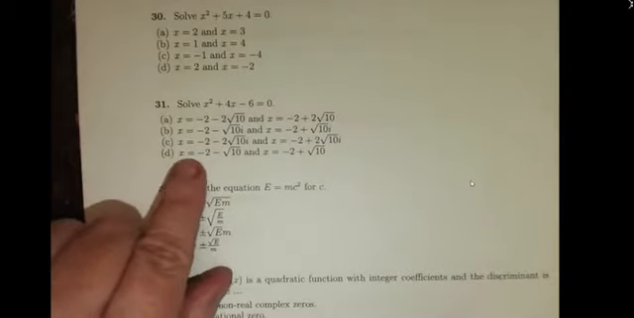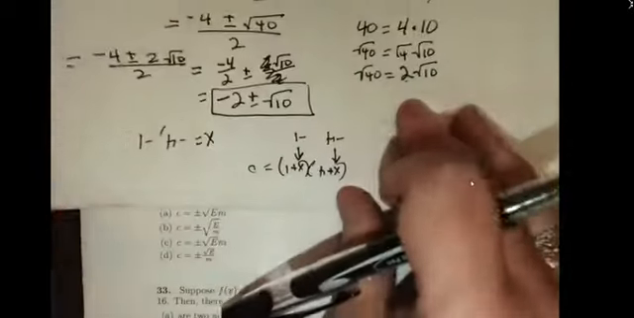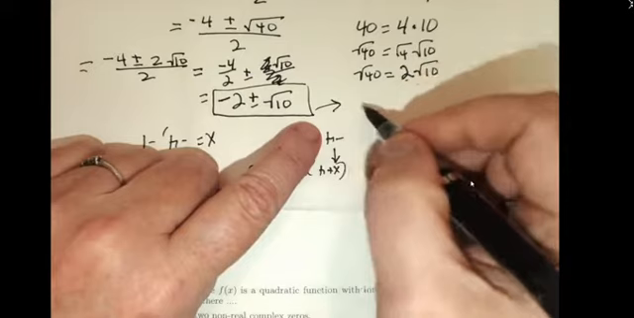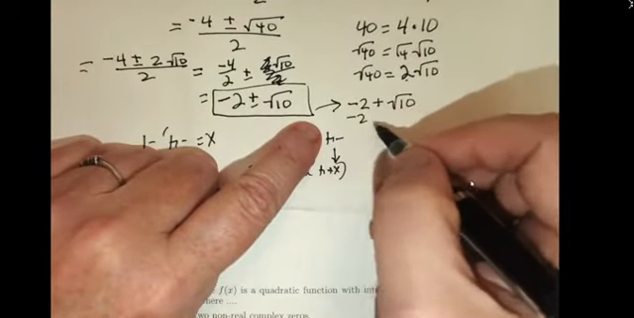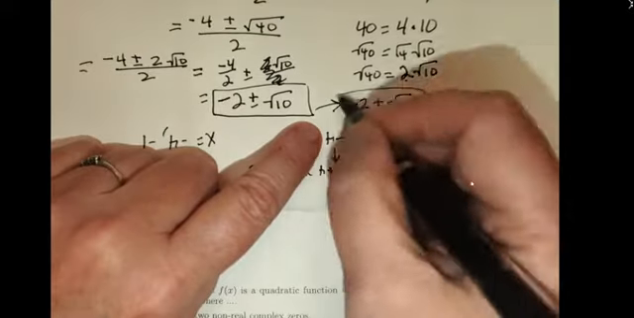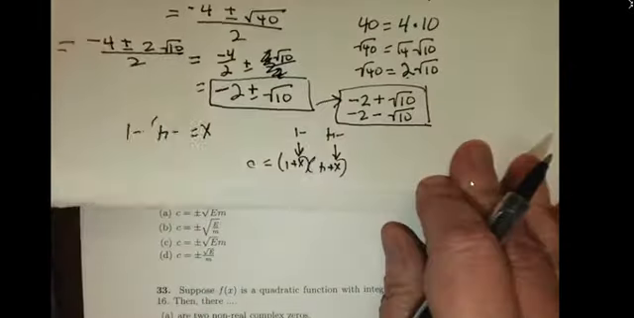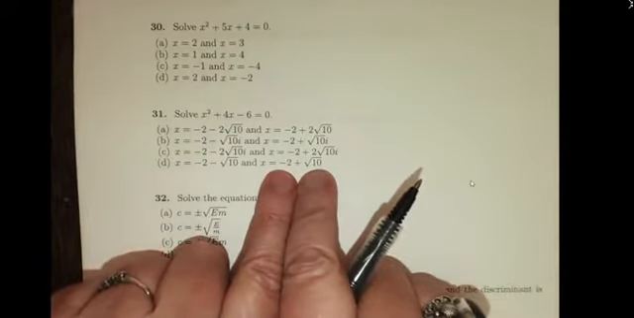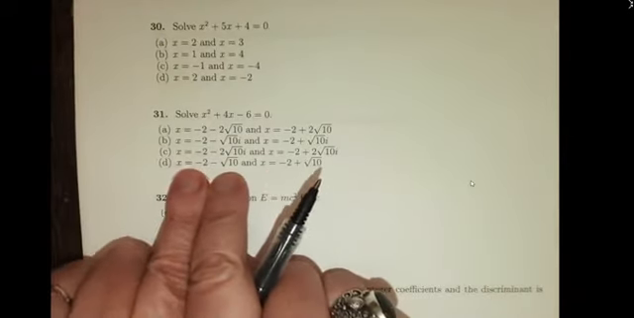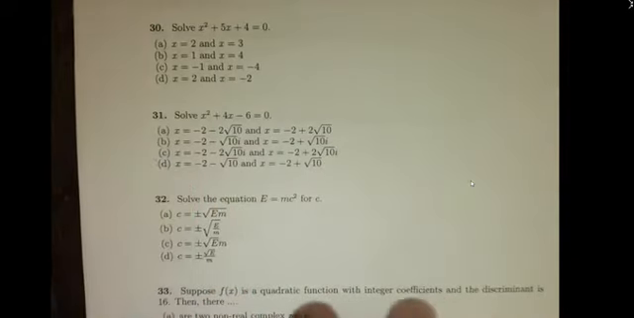All right, so -2, okay, they didn't use the plus or minus symbol. So that means you can either have -2 plus the square root of 10 or -2 minus the square root of 10. And here we go, -2 plus the square root of 10 and -2 minus the square root of 10. So the answer to 31 would be D.